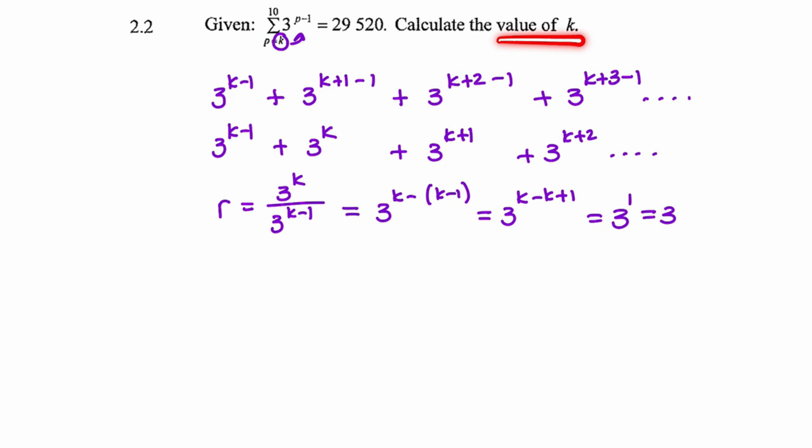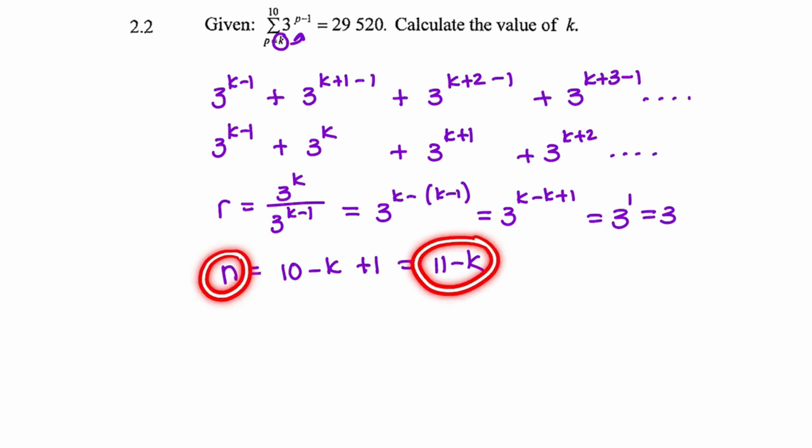Next, because I want to calculate k, and I am given the result of the sigma notation, I know that this result is the sum of the series. So it's Sn. I want to find how many terms are in this pattern. We are looking for the number of terms n. In sigma notation, the number of terms would be the top value minus the bottom value plus 1. So it'll be 10 minus k plus 1, and that becomes 11 minus k. So our number of terms would be 11 minus k.